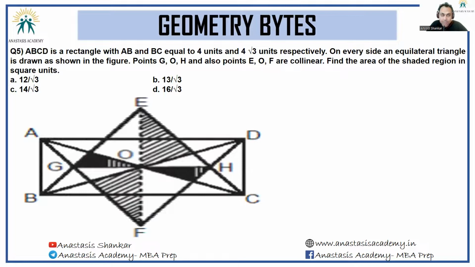Next question. ABCD is a rectangle with AB and BC equal to 4 units and 4 root 3 units respectively. On every side, an equilateral triangle is drawn as shown in the figure. Points G, O, H and also points E, O, F are collinear. Cool. Find the area of the shaded region in square units.